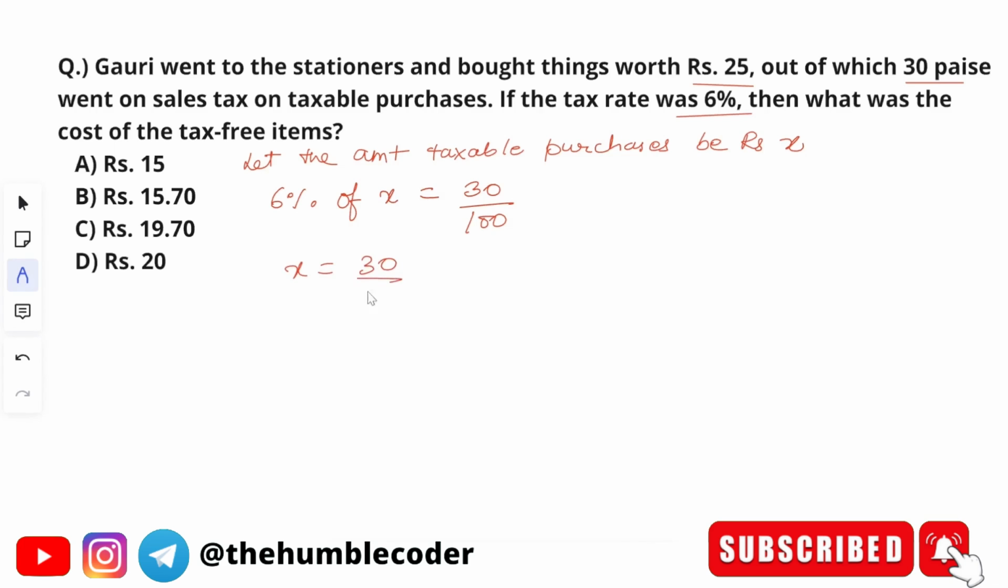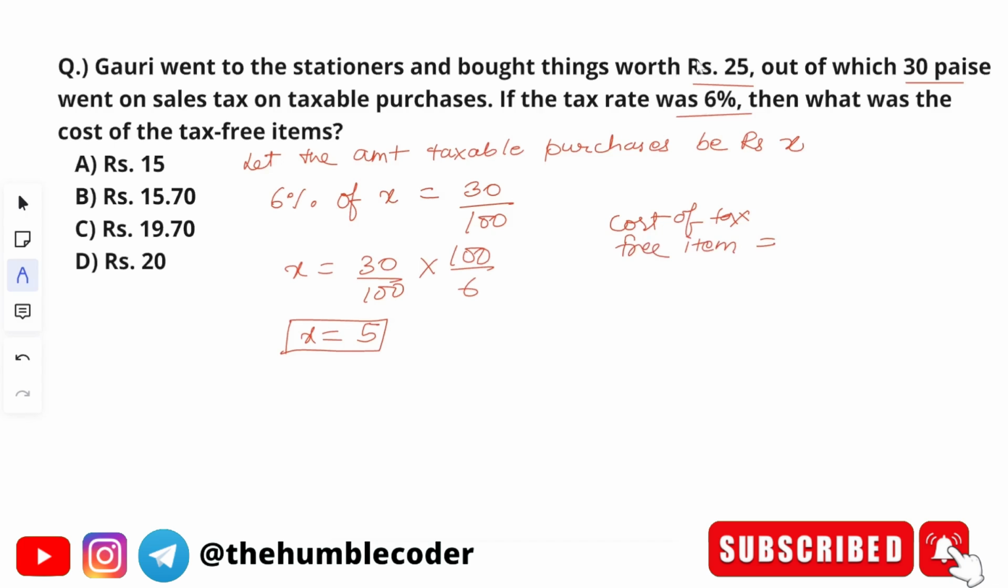So we will get 30 by 100 multiplied by 100 by 6. Okay, 6% I have taken there, so 100 by 6. Solving it, we will get the X value as 5. Now this is not our answer. What we are asked is the cost of the tax-free items, right? So what is the cost of the tax-free items?